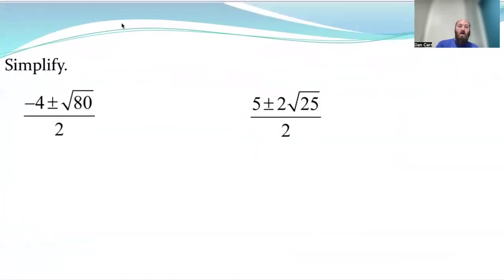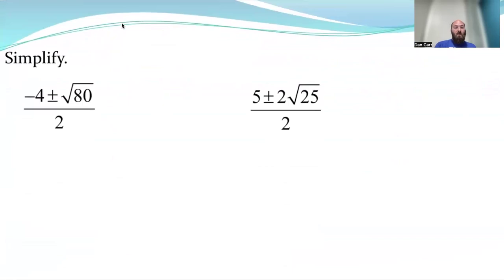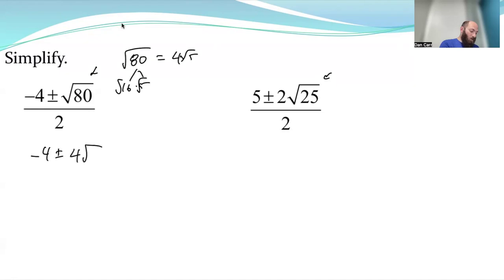Last ones here. Simplifying these. So the only thing I'm going to do for simplifying is I'm going to focus on my radicals to start here. Okay, so radical 80. I'm going to take a shortcut with that one. That was 16 times 5. So radical of that is equal to 4 radical 5. So what I get here is negative 4 plus or minus 4 square root of 5 all over 2.